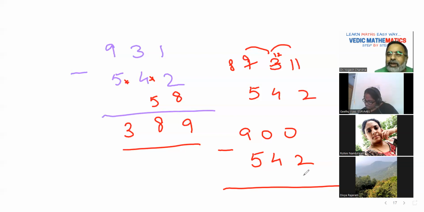See, now 2 cannot be subtracted from 0. So we take the complement of 2. What is complement of 2? 8. A Shuddha sign. So 8, 5. Now it is a complement. So 9 minus 6 is 3.